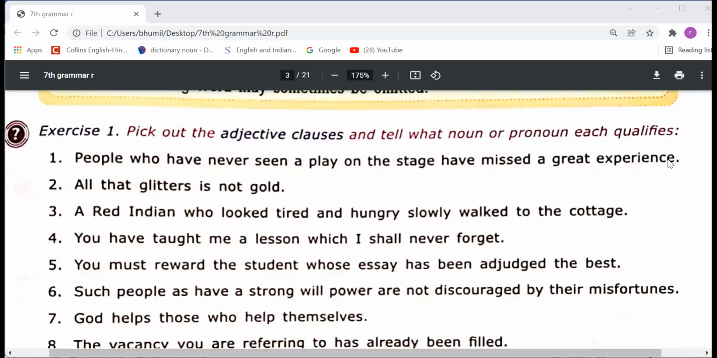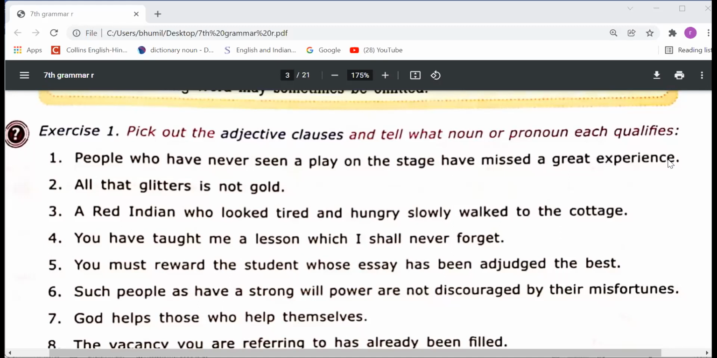Such people as have a strong willpower are not discouraged by their misfortune. Such people, those who have strong willpower. Very good. As have a strong willpower. This part is an adjective clause, and this clause is describing such people. Very good. Jiren, you have given the right answer. Come on, the next sentence.